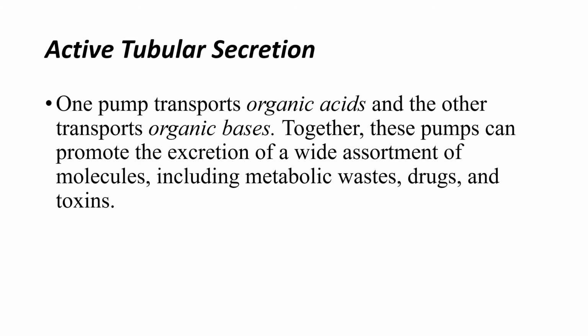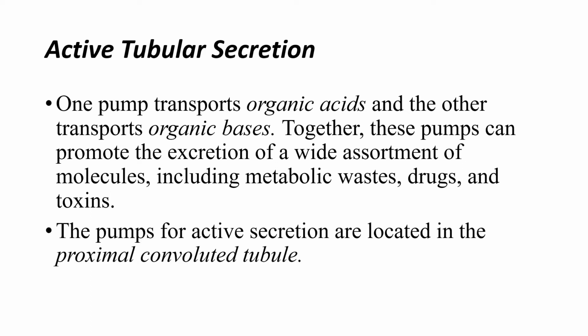Now, for active tubular secretion. The kidney has two major kinds of pumps for active secretion. These pumps transport compounds from the plasma into the lumen of the nephron. One pump transports organic acids and the other transports organic bases. Together, these pumps can promote the excretion of a wide assortment of molecules, including metabolic waste, drugs, and toxins. The pumps for active secretion are located in the proximal convoluted tubule.